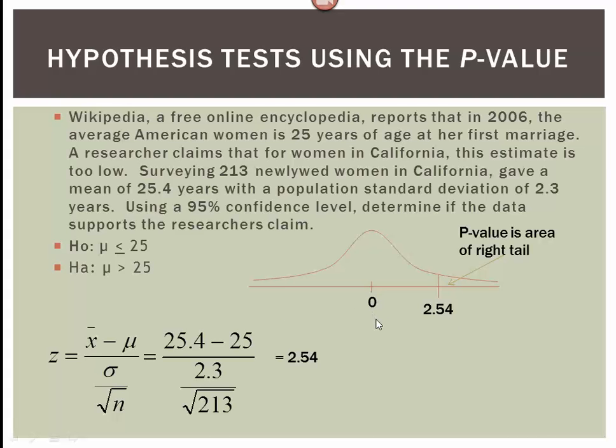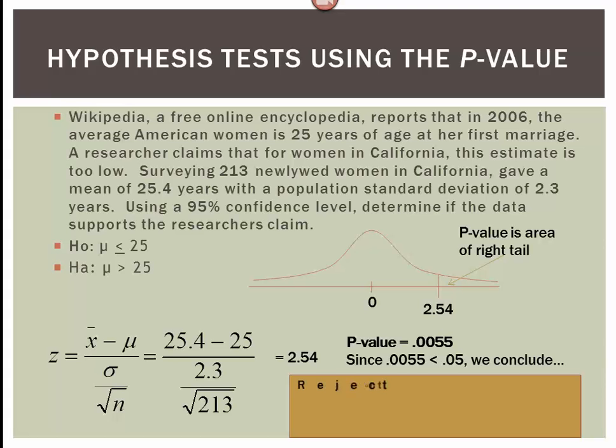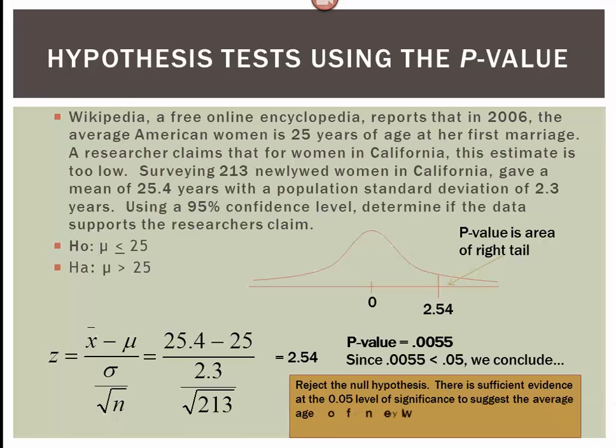This 0 here represents 25. And with a test statistic of 2.54, if we look at the area to the right, which we're not going to double because this is not a two-tailed test, we get 0.0055. And since that is less than 0.05, our conclusion is that we are going to reject the null hypothesis. There's sufficient evidence at the 0.05 level of significance to suggest that the average age of newlywed women in California is higher than the national average.